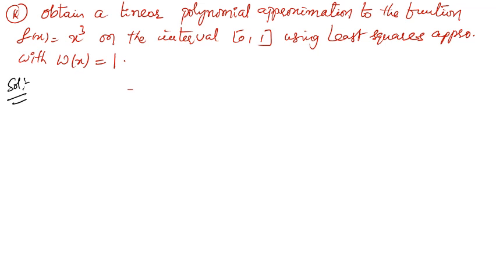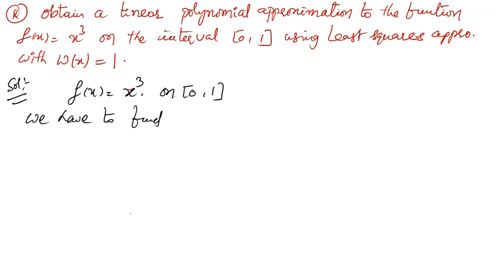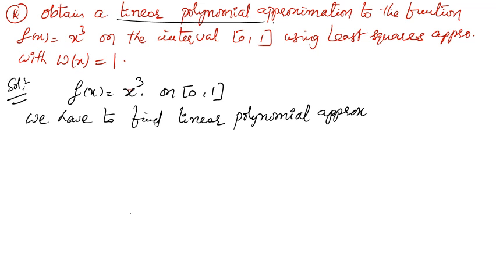Solution. See this problem, the function is given here, that means the function is known explicitly, f of x equal to x cube defined on what interval? 0 comma 1, so it is the continuous case. First point. Second point: what do I have to obtain? We have to find a linear polynomial approximation. Linear polynomial means a straight line. We have to find a linear polynomial approximation to f of x.